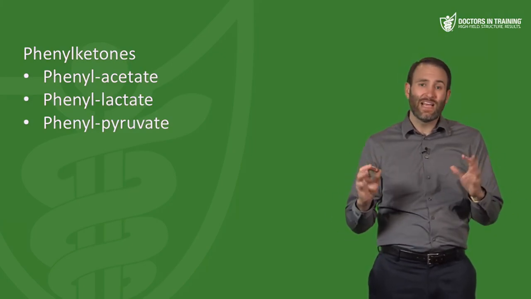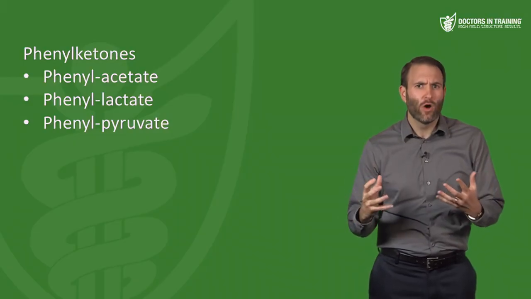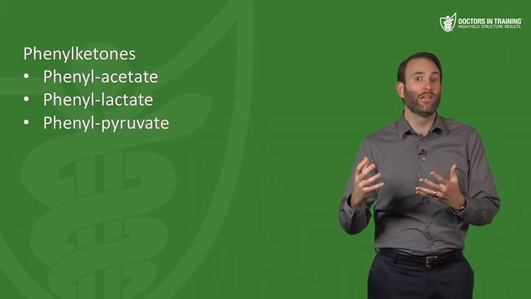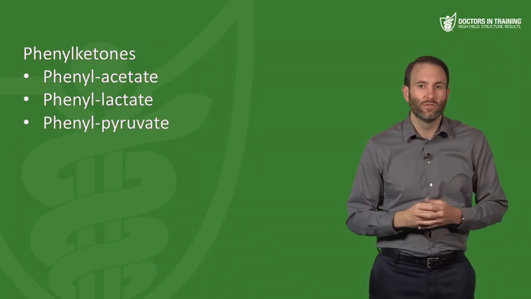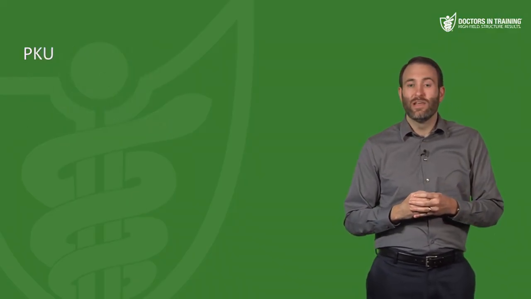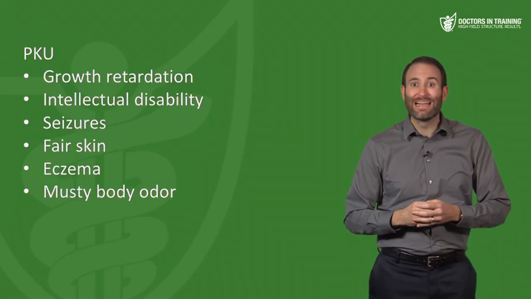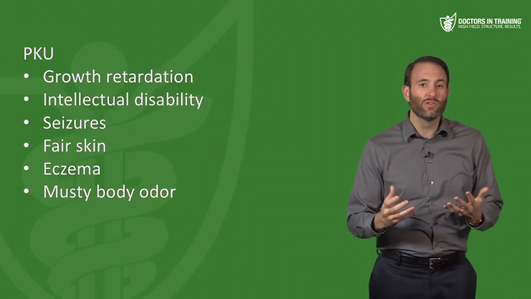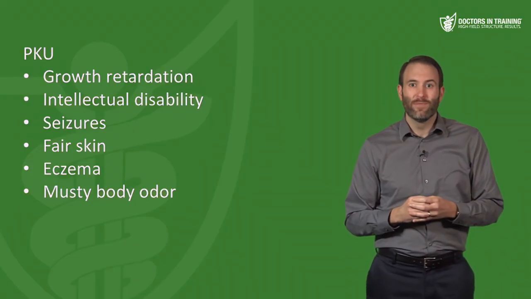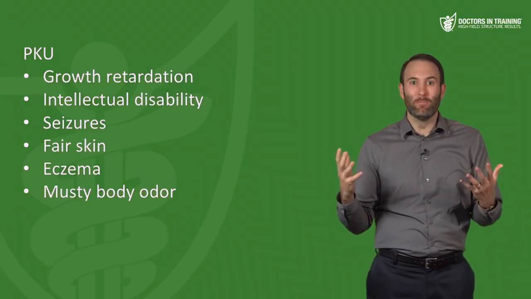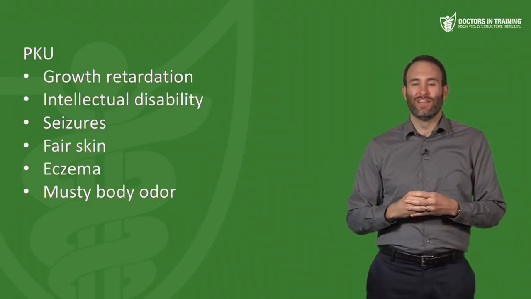But realize that the actual neurotoxic effects are related to the high levels of phenylalanine and not actually the phenylketones. And as a result, this can cause things like growth retardation, intellectual disability, seizures, fair skin, eczema, and then the all-important musty body odor. And that's a big giveaway on a lot of your test questions.